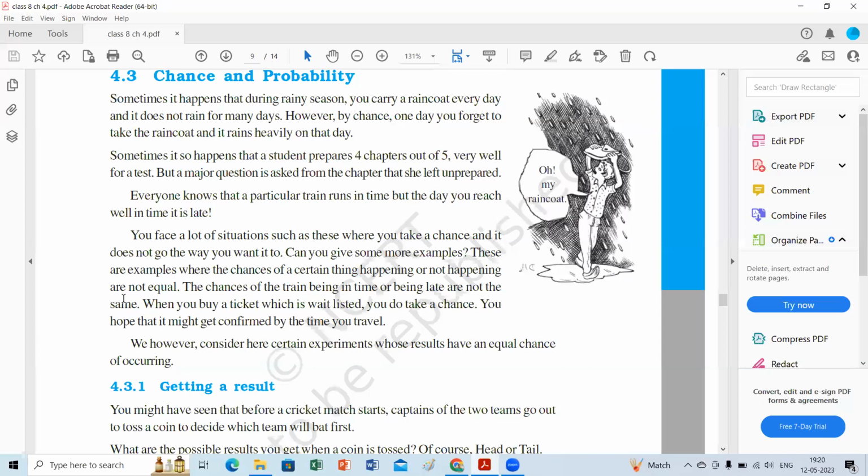Can you guess some more examples? There are many examples where the chances of certain things happening or not happening are not equal. The chances of a train being on time or being late are not the same. When you buy a ticket which is waitlisted, you do take a chance. You hope that it might get confirmed by the time you travel.